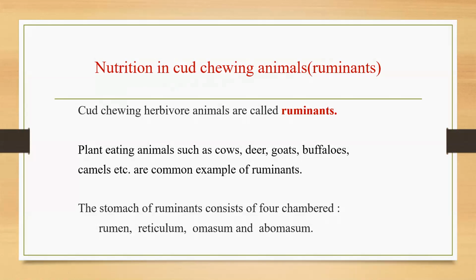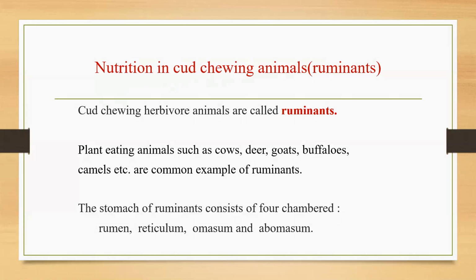Nutrition in cud chewing animals, or you can say ruminants. The cud chewing herbivore animals are regarded as ruminants. Means all the herbivores which chew their cud are ruminants. Plant eating animals such as cows, deer, goats, buffalo, and camels are common examples of ruminants. Then why are they called ruminants?